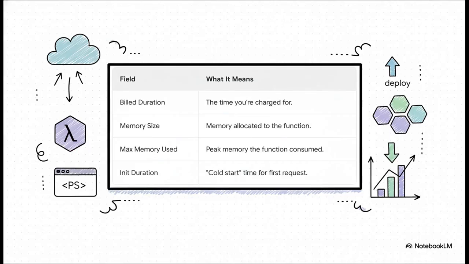Now, at the end of every log stream, you'll see this report line. And trust me, don't just skip over this. It's a gold mine. It tells you exactly how long you got billed for, how much memory you used, and this really important one, init duration. That's your cold start time. It tells you how long Lambda took to set up a fresh environment for your code. It's key for understanding performance.